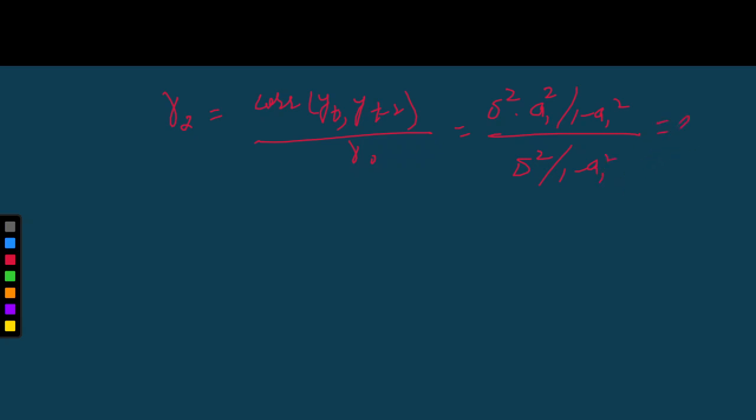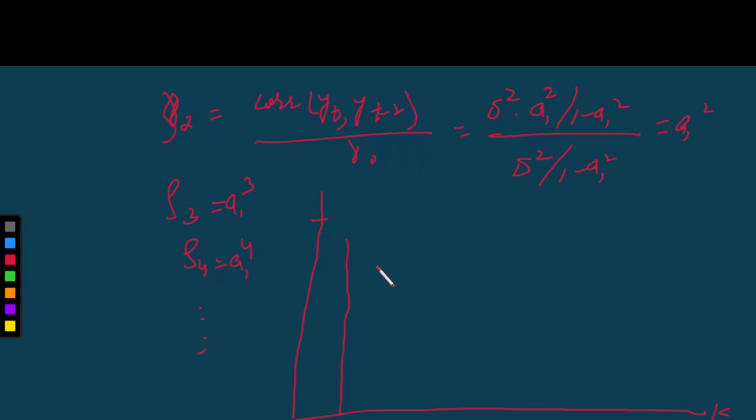So this is equal to A1 squared. This is rho 2. Rho 3 will be equal to A1 cubed. Rho 4 will be equal to A1 raised to power 4, and so on. So it means the autocorrelation function of an AR process will be, at lag 0, 1, then A1, then A1 squared.